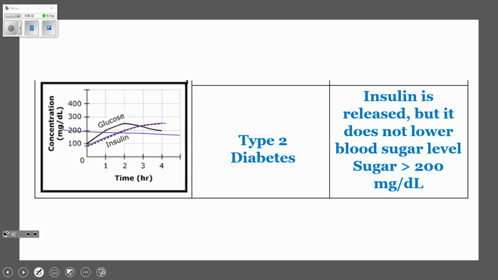So insulin is released, but that feedback mechanism is not working properly. Once again, that is going to be because there is a problem with the lock and key mechanism of the insulin and then also the insulin receptor. They're not fitting together properly. So even though they're making insulin, glucose is not getting into the cell.